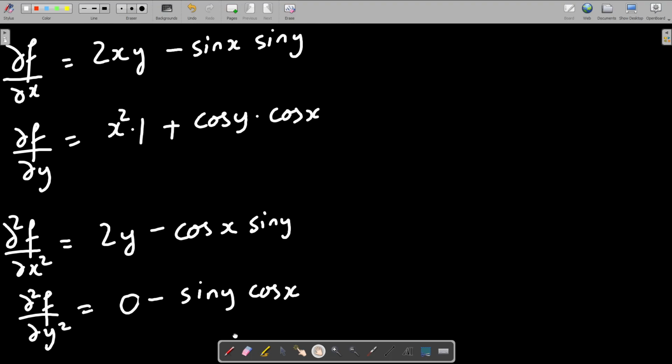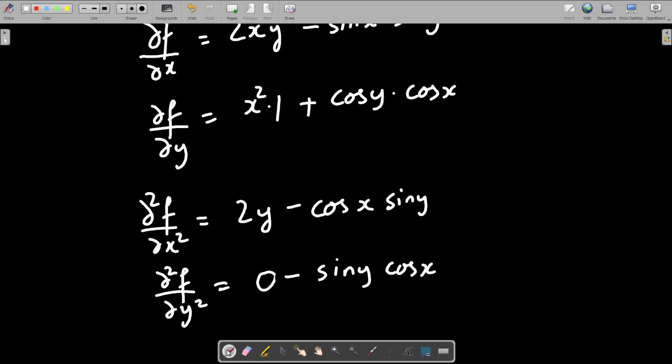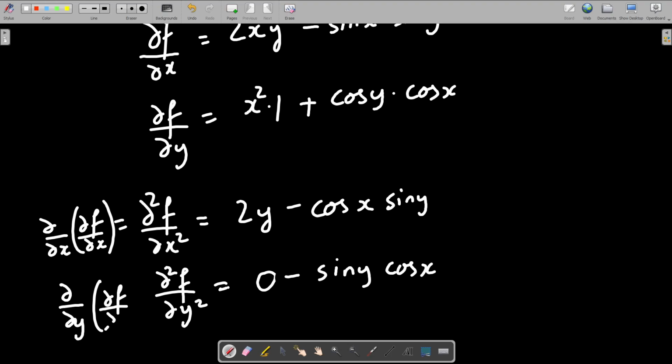Also, you can define things like this. Let me just emphasize this. This quantity that I have written here is basically ∂/∂x of ∂f/∂x. This is how we define a second order derivative. In the same way, this is ∂/∂y of ∂f/∂y.